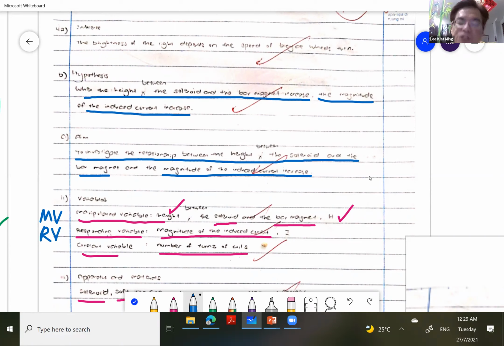So in English we can put it like this: the higher the height between the magnet and the solenoid, the higher the magnitude of the induced current.